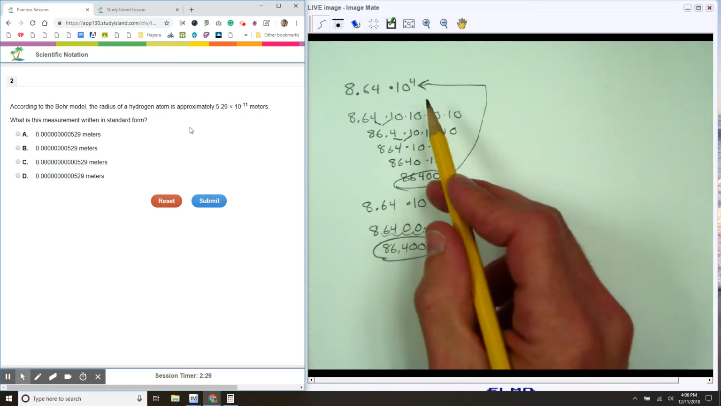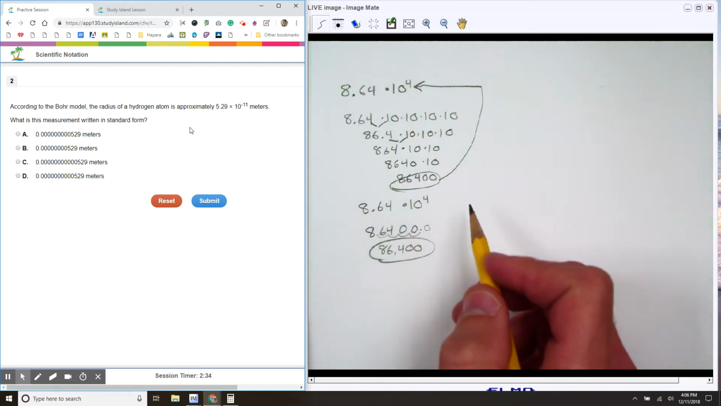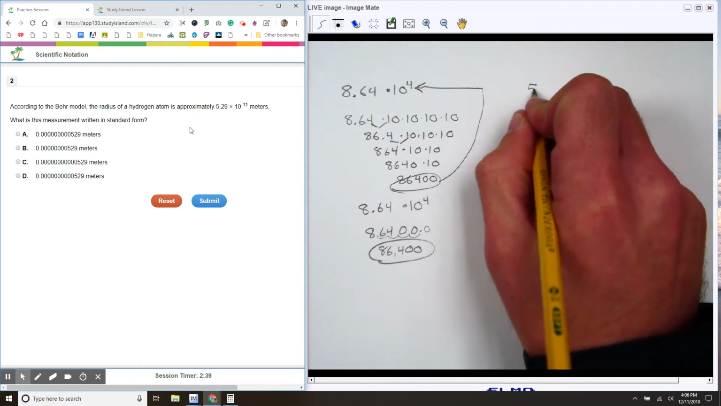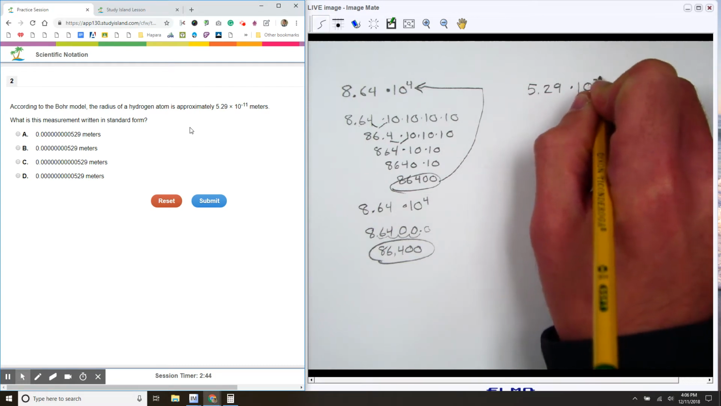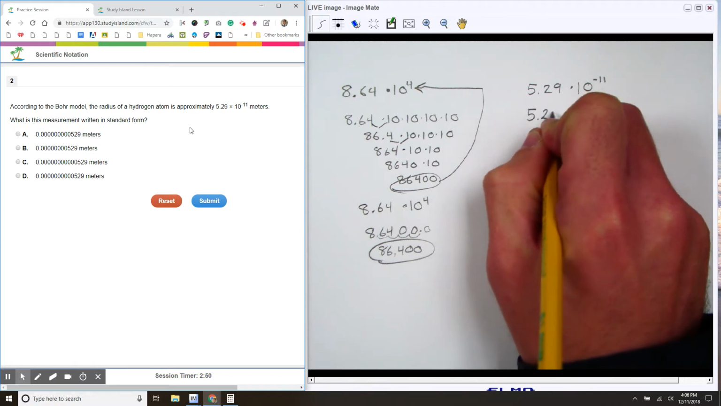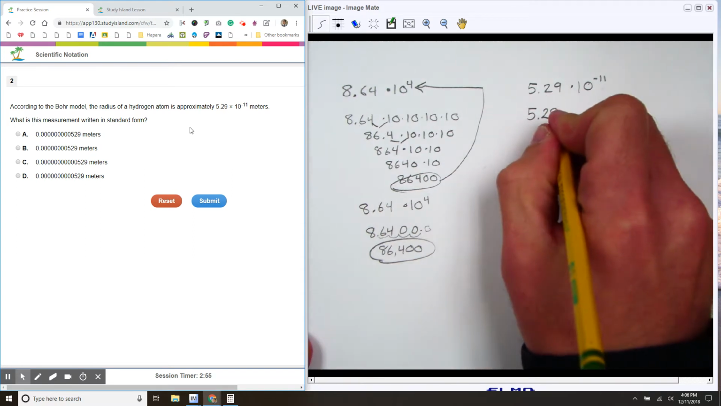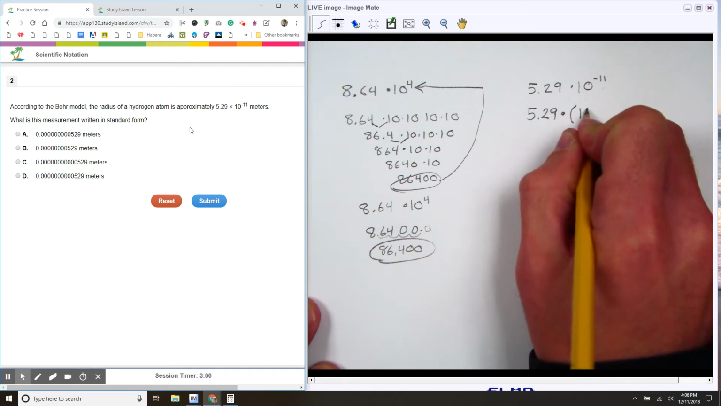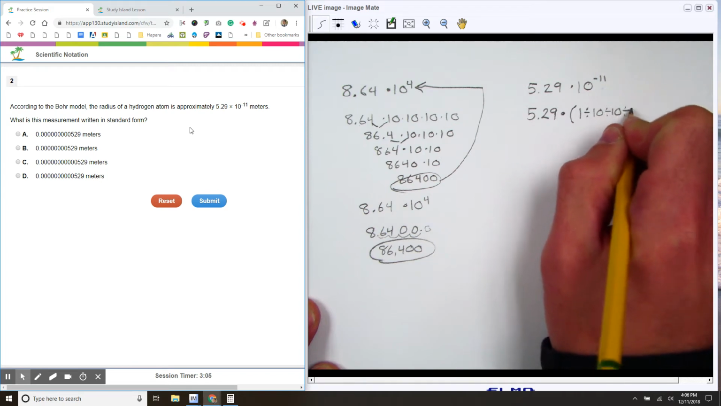Well, if positive exponents are multiplying by 10, then the negative exponents are going to be dividing by 10. So this is the way you should think about this problem. 5.29 times 10 to the negative 11th power is the same as saying 5.29 times whatever 1 divided by 10 divided by 10 divided by 10.